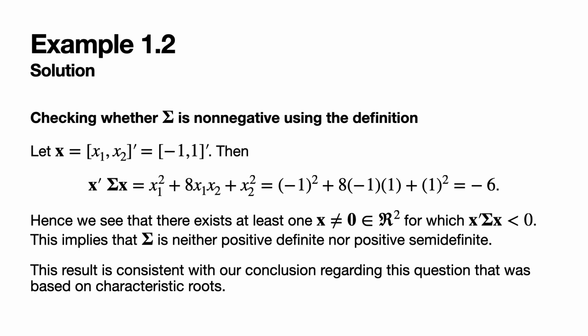You'll recall that in order to show that a matrix is not non-negative, really all we have to do is find a non-zero x vector for which the quadratic form is negative. Now, in some cases, it may be easy, as it was in this case, but in other situations, especially in higher dimensions, that could be fairly challenging. And so even though it can be easier to show that a matrix is not non-negative using the definition than showing that a matrix is in fact non-negative, it's still easier to use characteristic roots for this purpose.